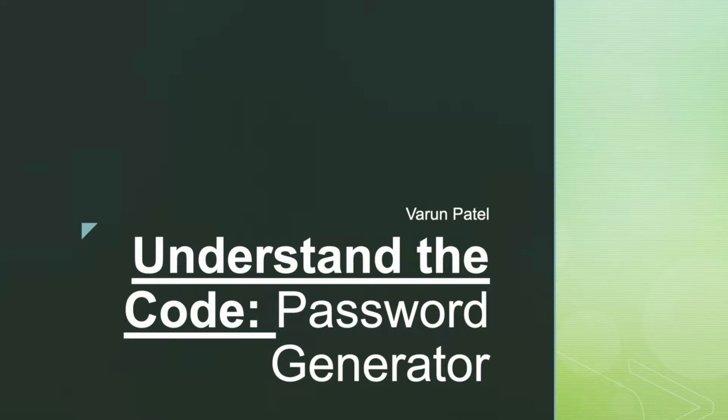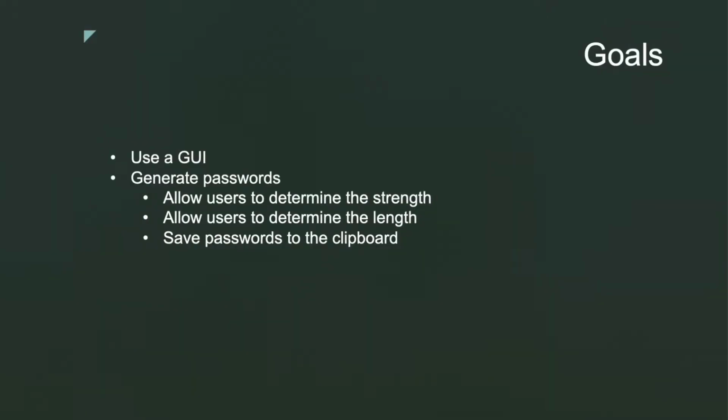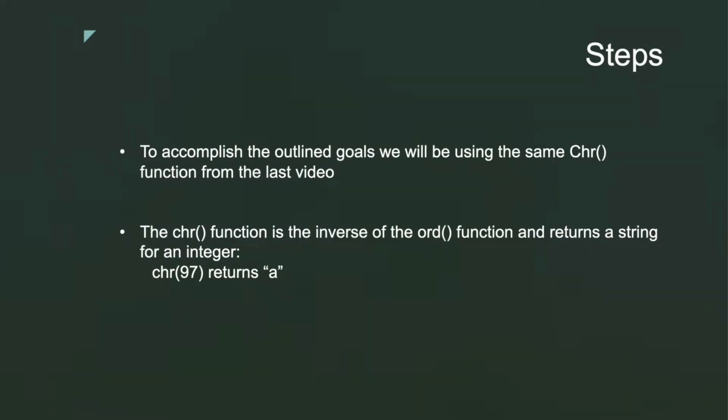So let's get started and take a look at our goals for this code. The goals we have outlined are to use a GUI, and with that we want to generate passwords. We want our user to determine the strength of their password, so weak or strong, and to determine the length of their password. Then we want to save those passwords to the clipboard so they can paste them wherever they want to. And the steps you want to take to accomplish this are to basically use the chr function that we used in episode 2 of Understand the Code.